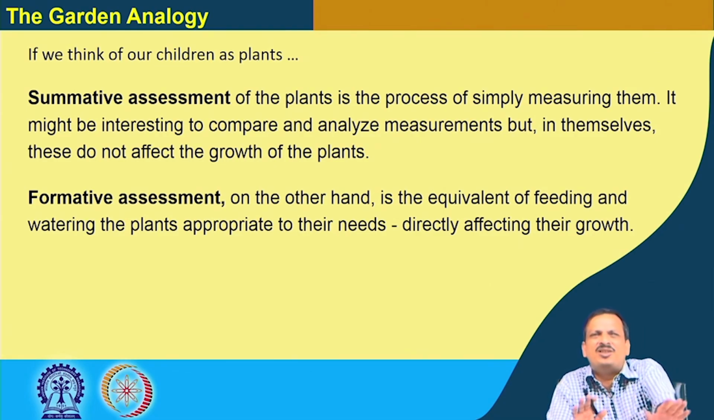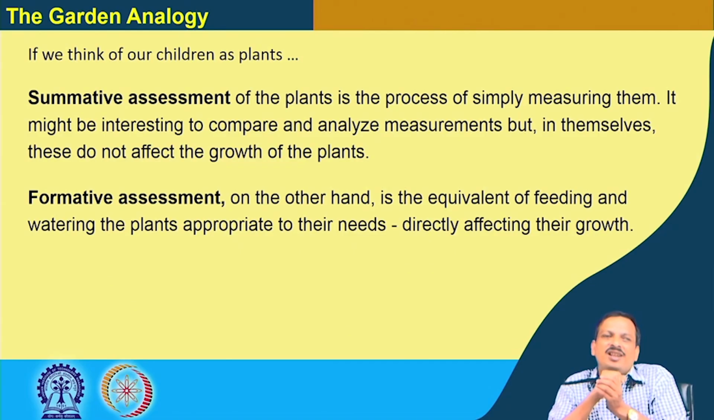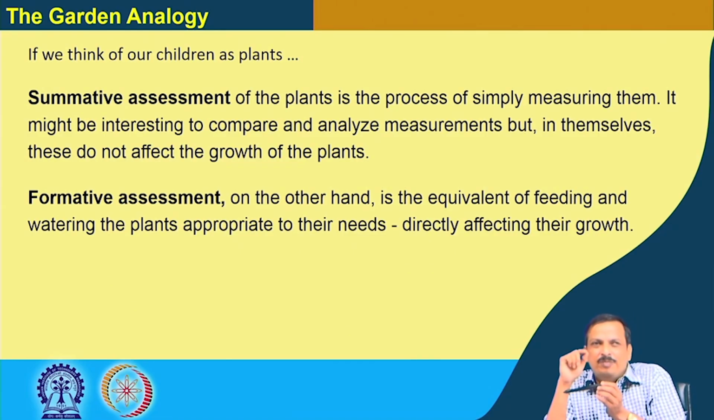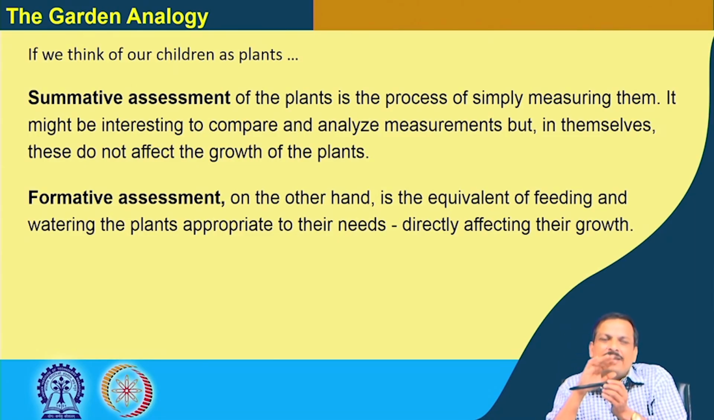So, forget about the slide, just look at me. What is the garden analogy? There are two processes in a garden. One is that you have to measure the progress of the plant, and you have to find out the feedback loop, that if the progress is not good this week, provide this feeding.